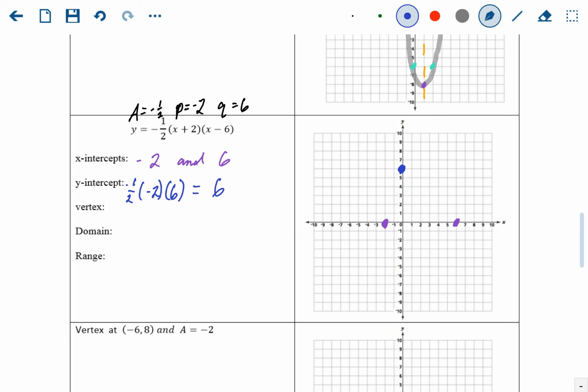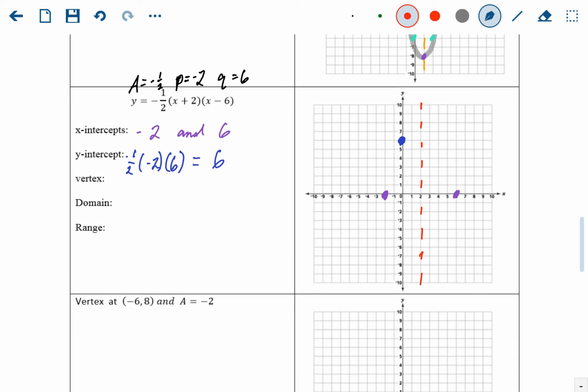Now to find the vertex, we have to find the axis of symmetry first. Again, you could use the axis of symmetry formula, or you could kind of just count it out. We know it's going to be halfway between negative 2 and positive 6. Negative 2 plus 6 is 4, divided by 2 is 2. So the axis of symmetry is going to be x equals 2, which means the vertex is going to be 2 comma something.